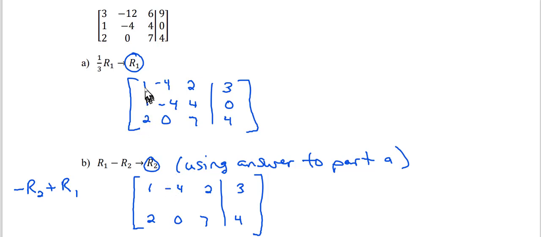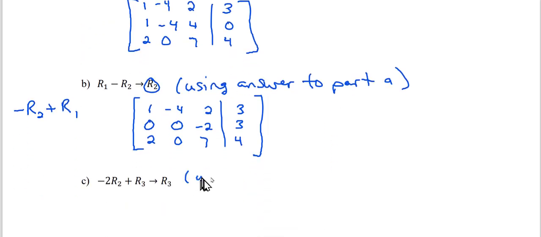Row 1 minus row 2. 1 minus 1 would give me 0. -4 minus -4 would be -4 plus 4, which is 0. 2 minus 4 would be -2. 3 minus 0 would be 3.